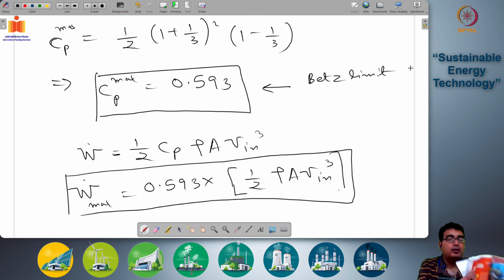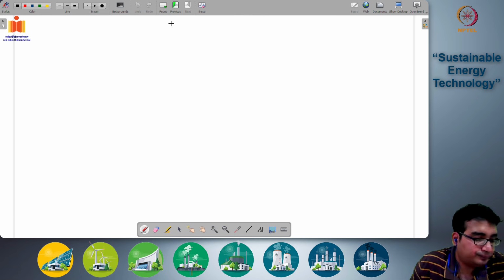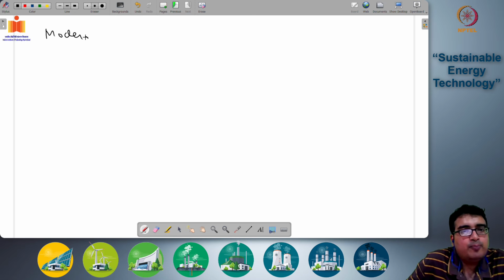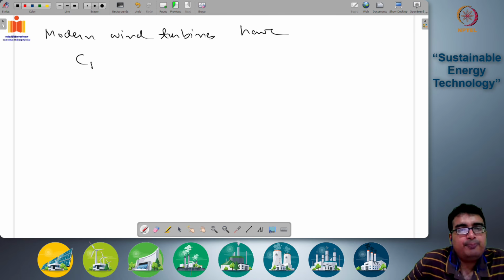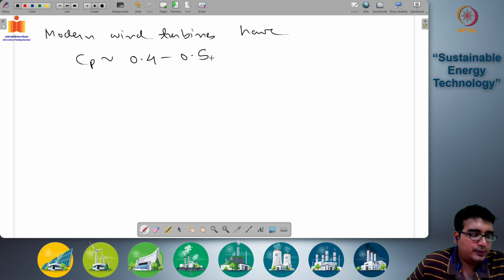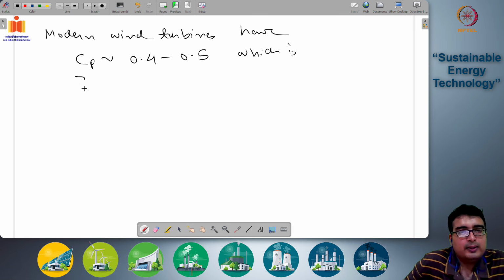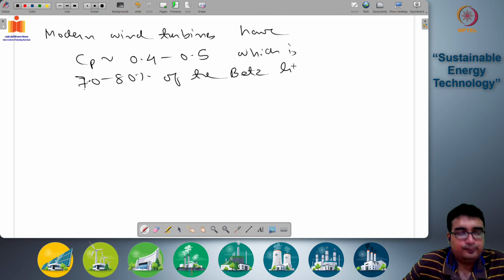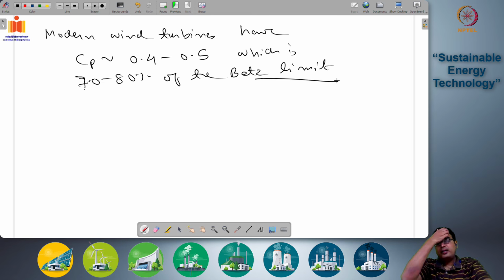So that is kind of the maximum limit. And we can also say that modern wind turbines have Cp of the order of 0.4 to 0.5, which is 70 to 80% of the Betz limit. So the current state of the art technology can convert about 40 to 50% of the available kinetic energy of wind into mechanical energy of the wind turbine blades, which is around 70 to 80% of the ideal Betz limit, which is fairly okay. We cannot expect more than that actually.